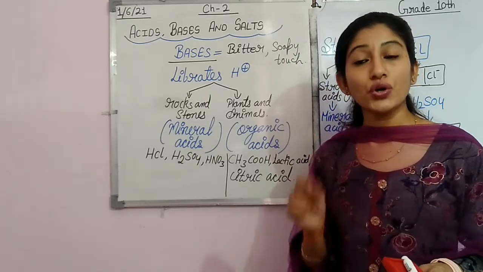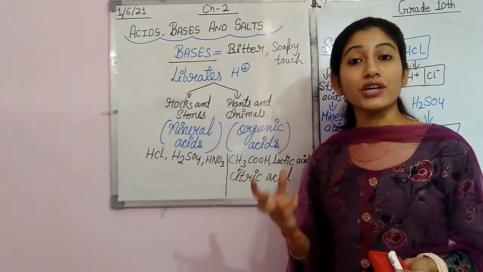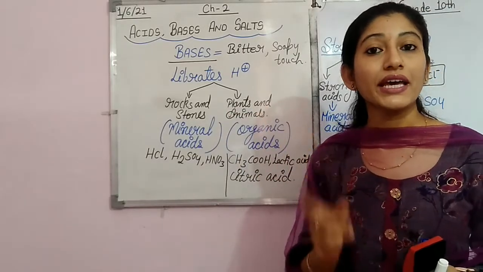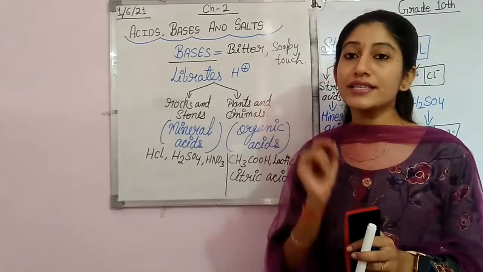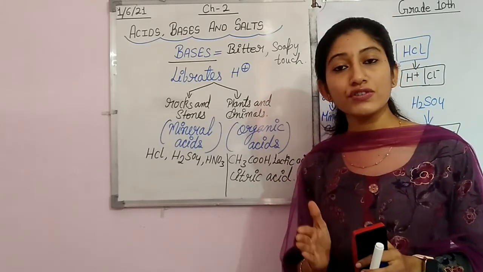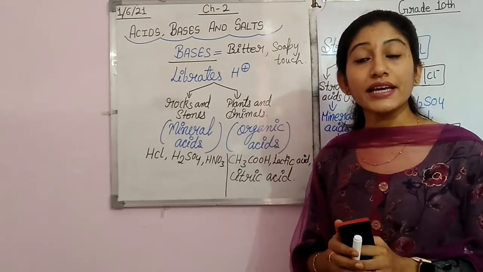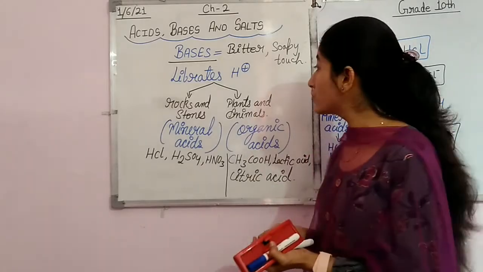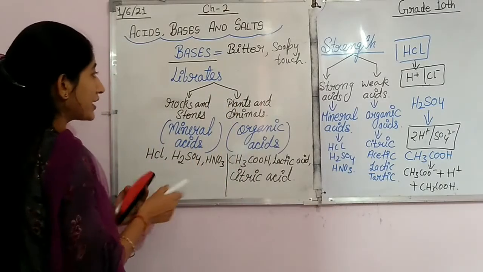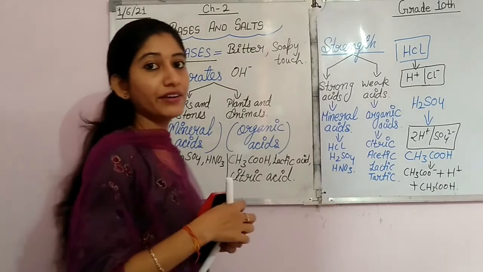Such substances that liberate OH negative ions, that give us OH negative ions when we dissolve them in aqueous solution, are called bases. So you can see that bases liberate OH negative ions.